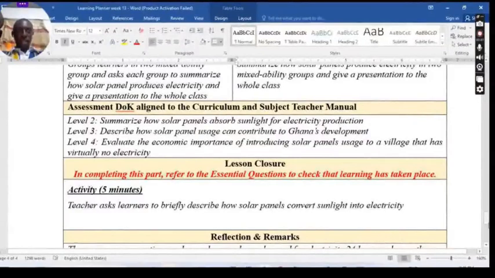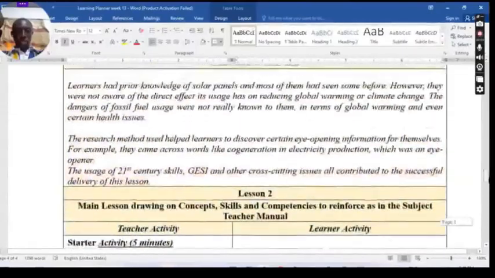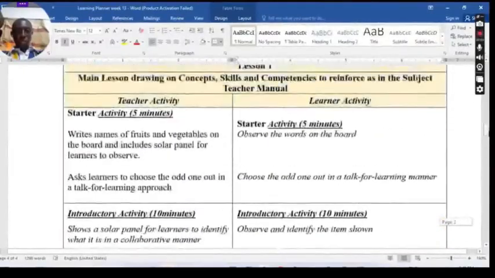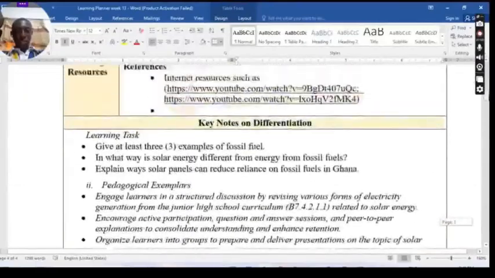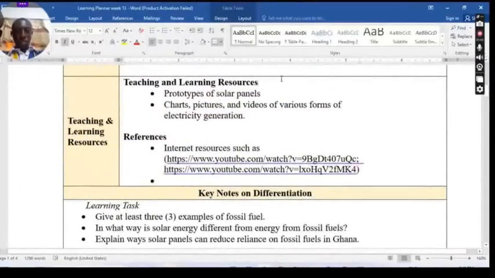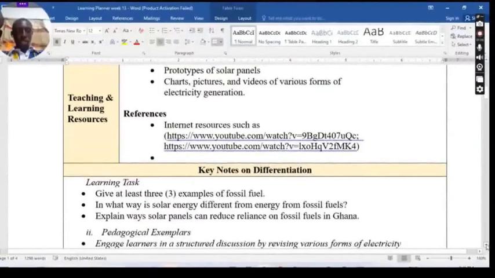Then at the TLRs, teaching and learning resources, we divide it into 2. We have the reference side, and then we also have the teaching and learning resources. So go through it. Every hard copy material used is a TLR. Then you input your references, internet sources, cite them well, books you use, cite them well, as we do in thesis citation and reference. Alright.